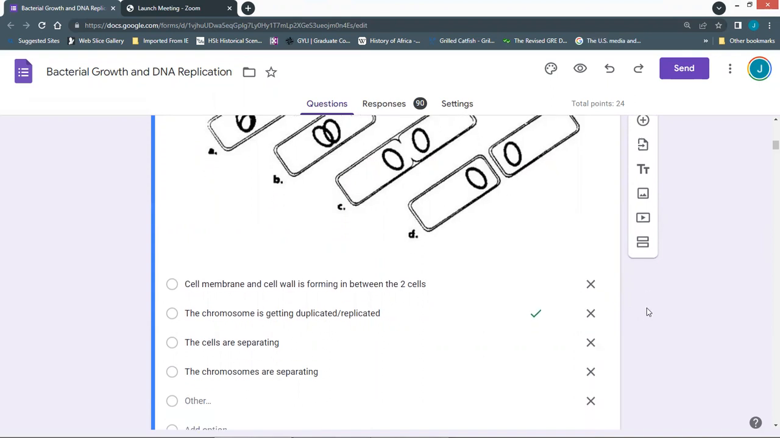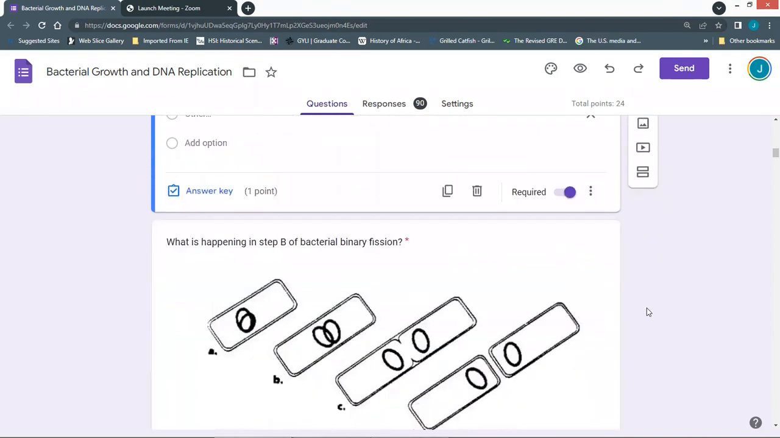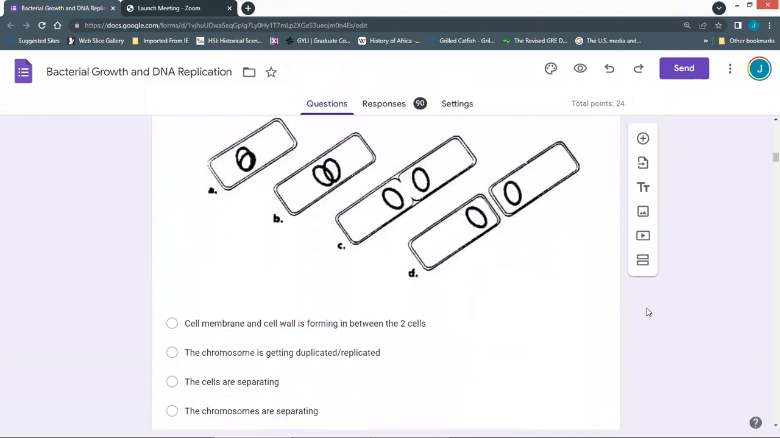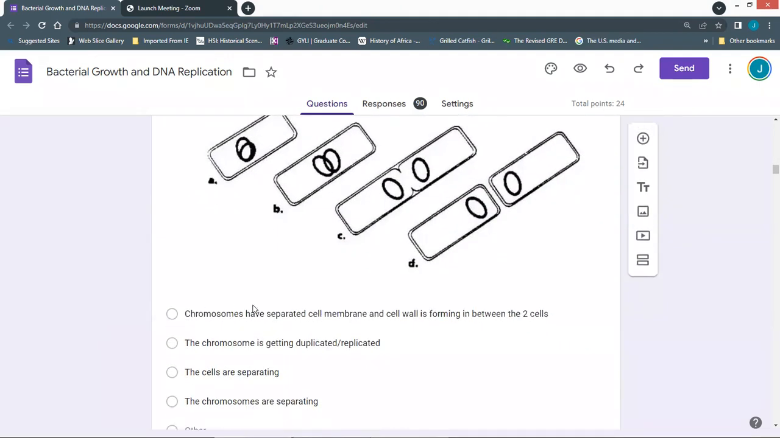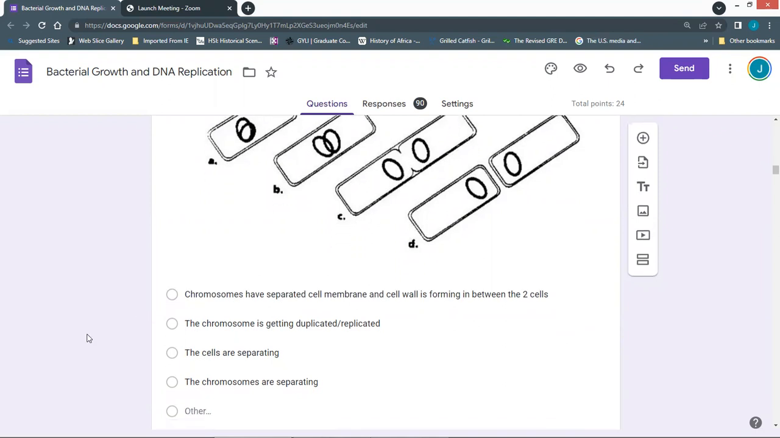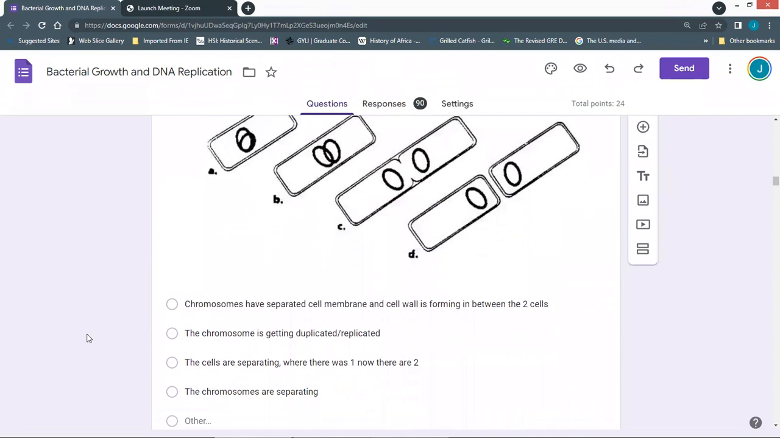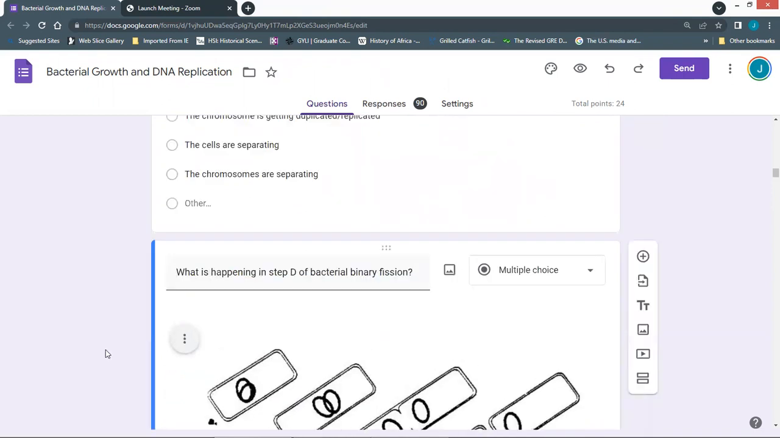So the next couple questions we're dealing with some of the things that I just mentioned. Step B, chromosomes are separating. That would be that answer. Step C, chromosomes have separated. Cell membrane and cell wall is forming between the two cells. So here it is forming. And then we get to complete separation, where the cells are separating, where there was one, now there are two. That would be step D. All right, moving on.